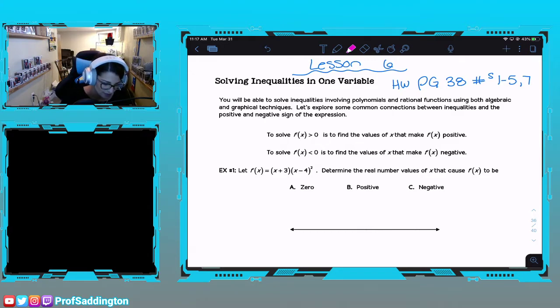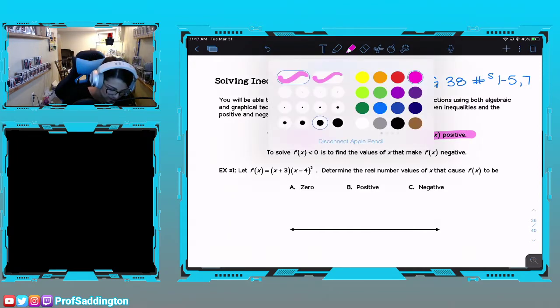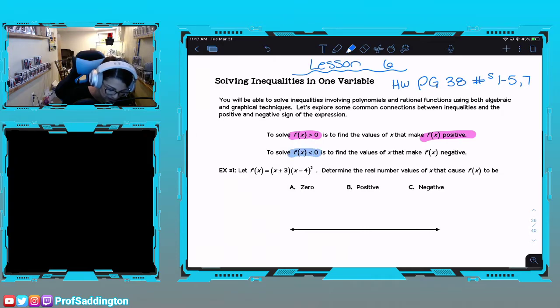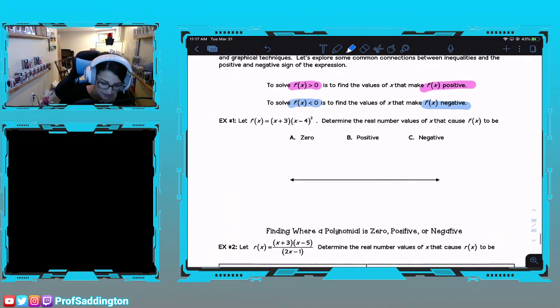So to solve f of x is greater than 0 is to find the values of x that make f of x positive. And to solve f of x is less than 0 is to find the values of x that make f of x negative. Remember, f of x is a fancy way to say y. A lot of this will be techniques you've already done, but now we're giving a little bit more detail to it.